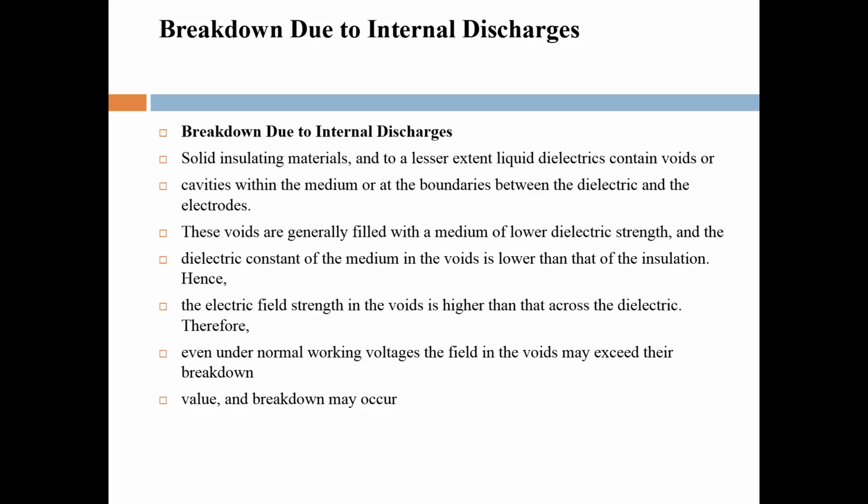So in this case, the dielectric constant of the medium in the void is lower than that of the insulation. Hence, the electric field strength in the void is higher than across the dielectric. Therefore, even under normal working conditions, the field in the void may exceed its breakdown value and breakdown may occur.